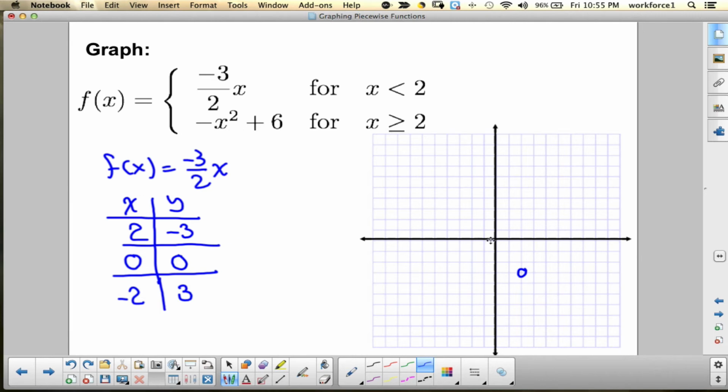X equal to 0, y is equal to 0. X equal to negative 2, y is equal to 3. This is a linear function, so we're going to connect them together. But we're not going to extend it beyond the endpoint, only on one side. Now the second piece of this function, I'm going to pick values that are 2 or more.